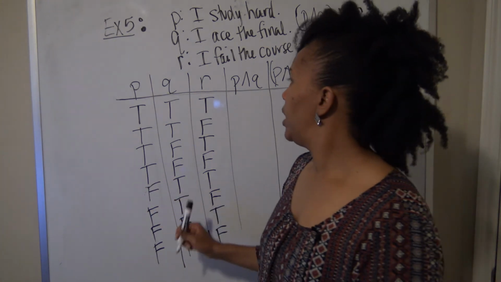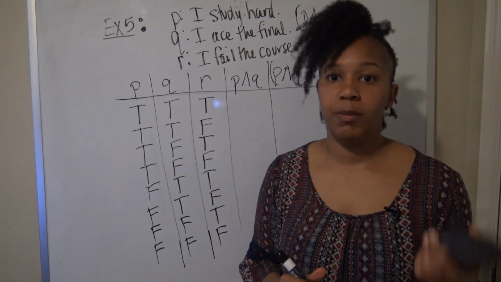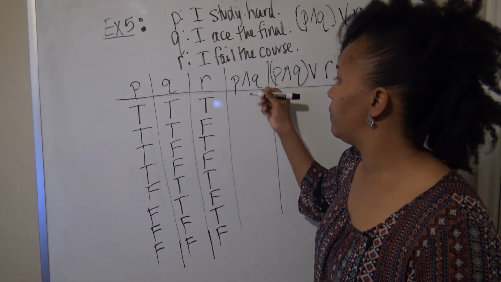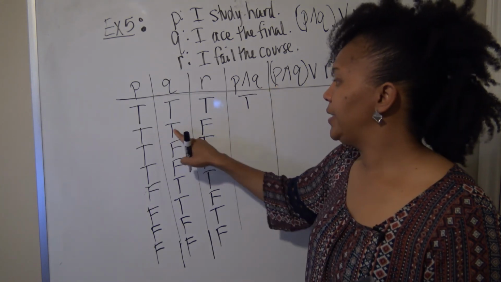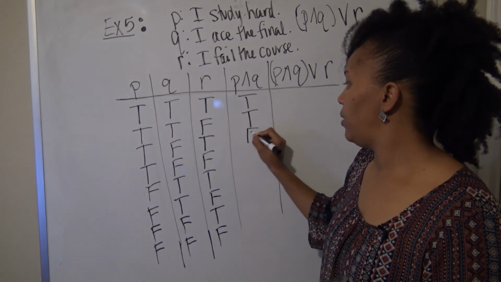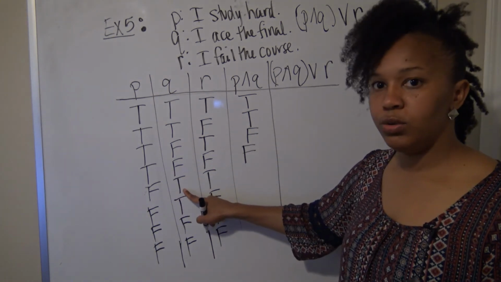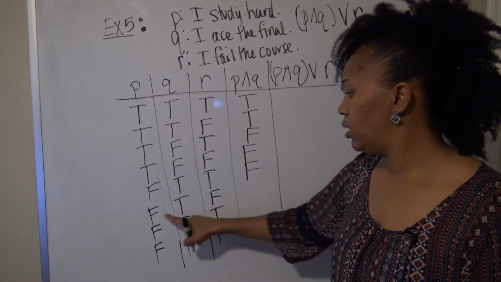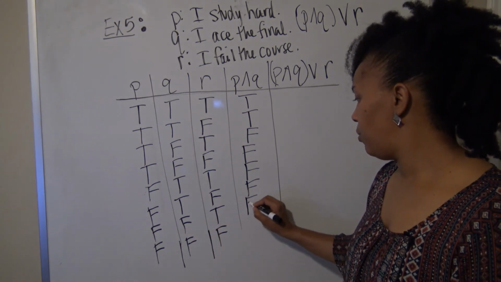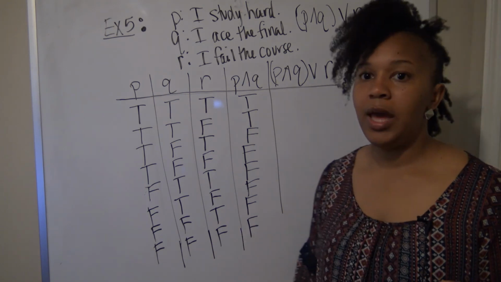Okay. So now I need to do P and Q. So I'm looking at the P and Q column. It's a conjunction. Remember, the conjunction is true when they're both true. So in this first case, they're both true. In this second case, because I'm looking at P and Q, they're both true. They're not both true here, so that will be false. They're not both true here, so that will be false. They're not both true here, so that would be false. They are not both true here, that would also be false. They are not both true here, that would be false. And they are not both true here, that would be false. So that would be my P and Q column.